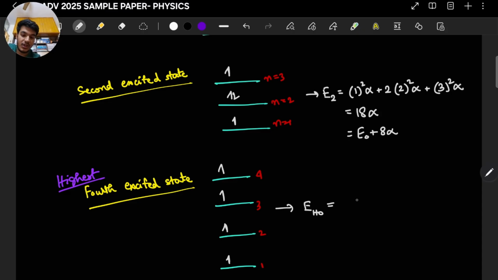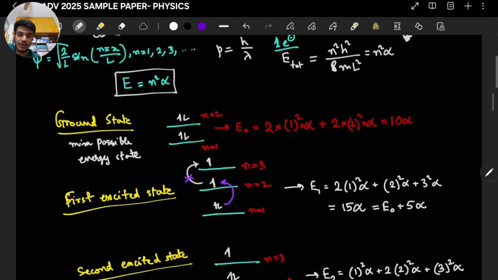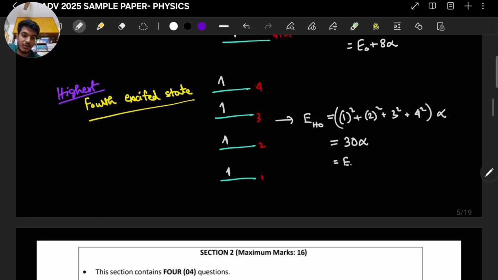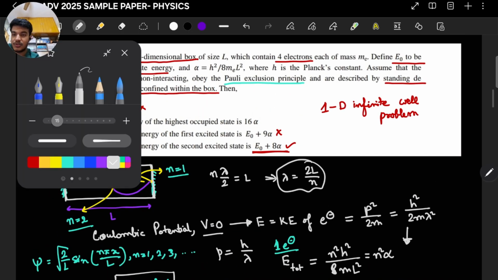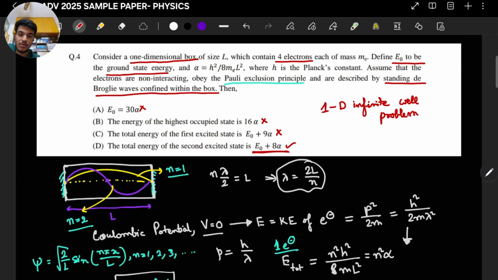So this would be 1 square plus 2 square plus 3 square plus 4 square, times alpha. So this is 1 plus 4, 5 plus 9, 14 plus 16, which is 30 alpha. So the highest occupied orbital has 30 alpha energy, which is E0 plus 20 alpha. So the second option is also wrong. It should have been 30 alpha, which is the HOMO, highest occupied molecular orbital. So the correct answer for this question is option D.